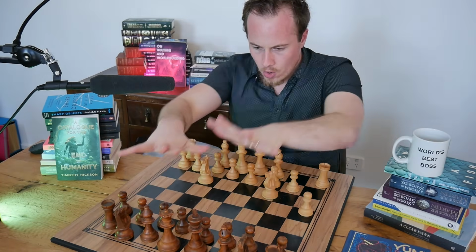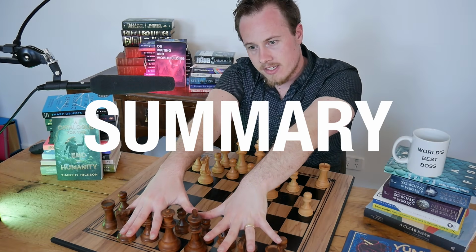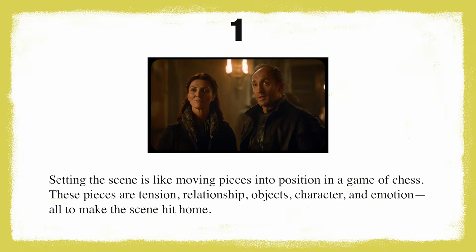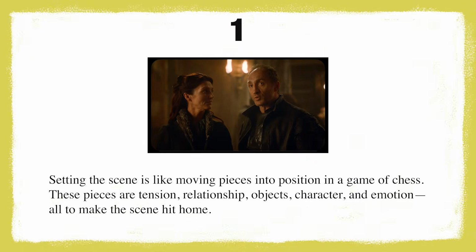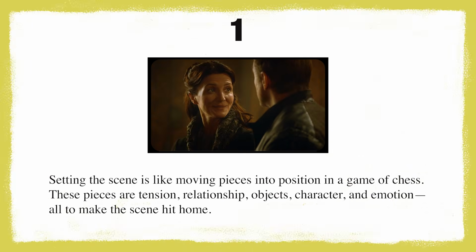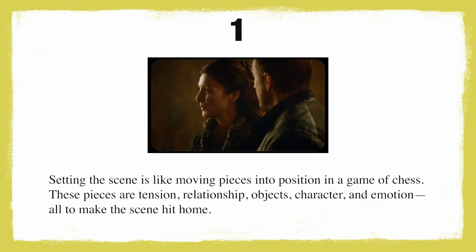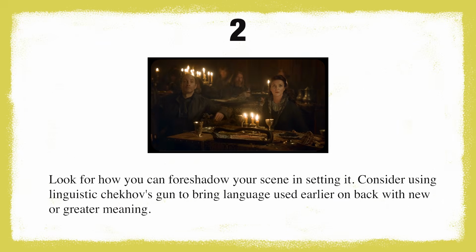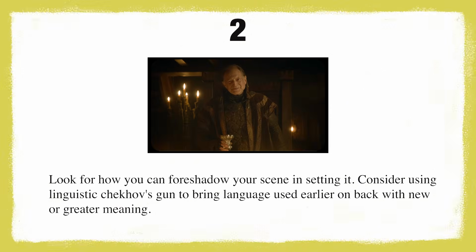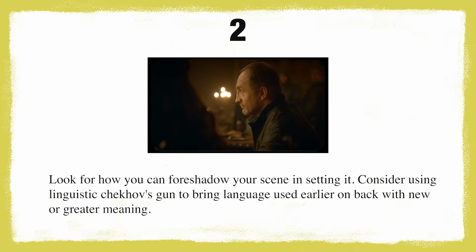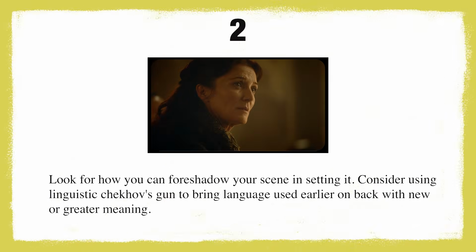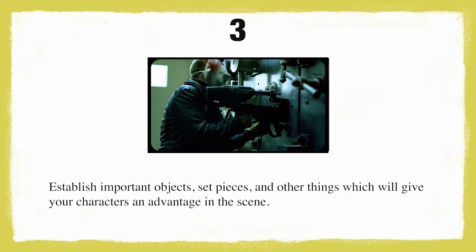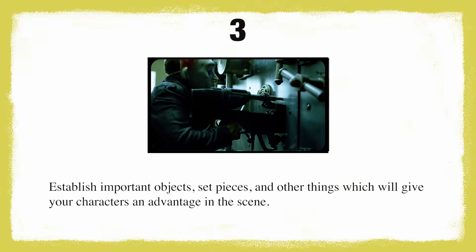But let's bring all of this into a summary. First, setting the scene is like moving pieces into position in a game of chess. These pieces are tension, relationship, objects, character, and emotion, all to make the scene hit home. Secondly, look for how you can foreshadow your scene in setting it. Consider using the linguistic Chekhov's gun to bring language used earlier on back into the scene with new or greater meaning. Thirdly, establish important objects, set pieces, and other things which will give your characters an advantage in the scene.